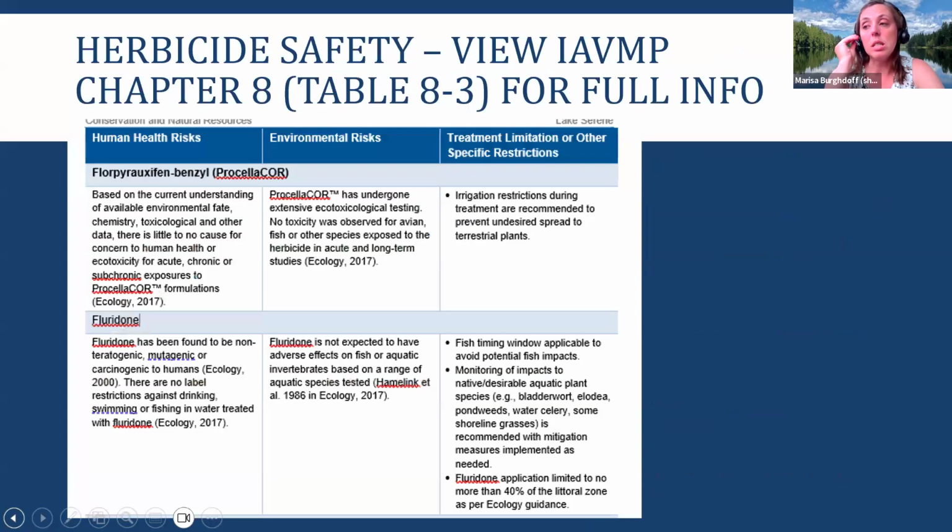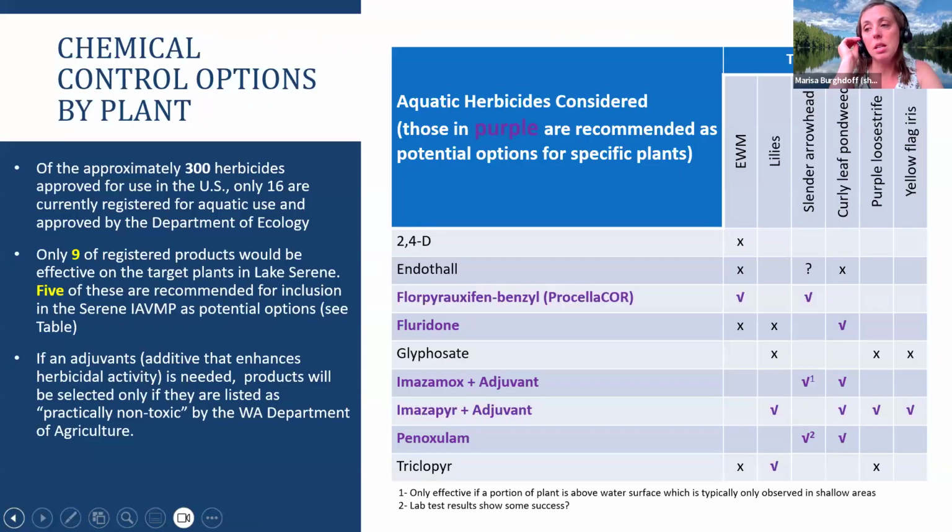So that is one thing that we did a lot of work on in the plan, is laying out for every chemical what the human health risk, environmental risks, and treatment limitations are. And we were very selective about choosing any, to make sure that they had the most favorable toxicological profile, that they would be highly effective on the plant, and that there would be minimal use restrictions. You can see all of these in the plan.